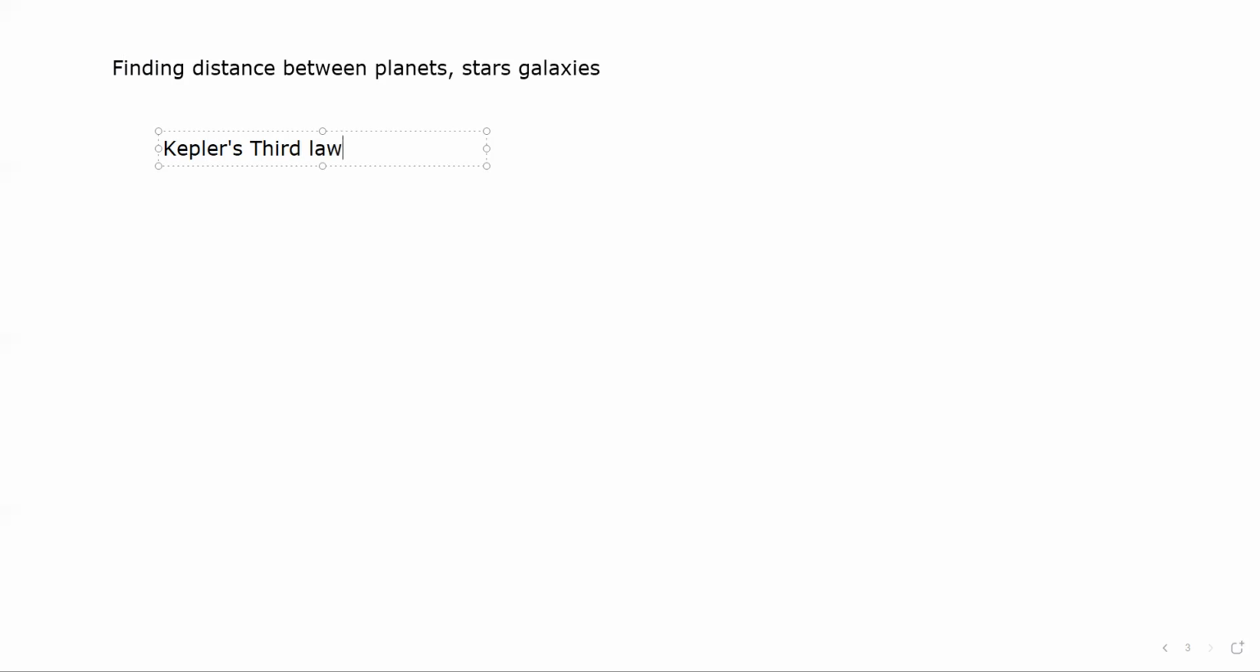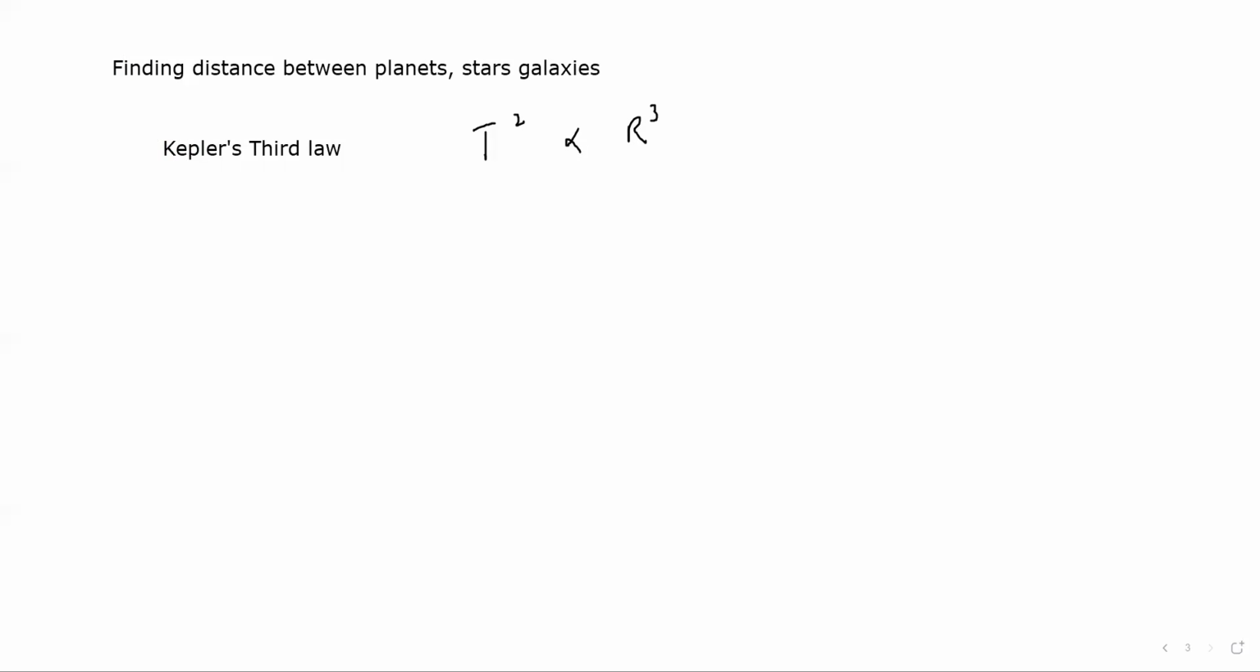Kepler's third law is the one from which we derive the formula that T squared is proportional to r cubed. We can use that formula, because if we know the time period, and this r is actually a distance, we can relate the things and find the distance. This is one of the methods.